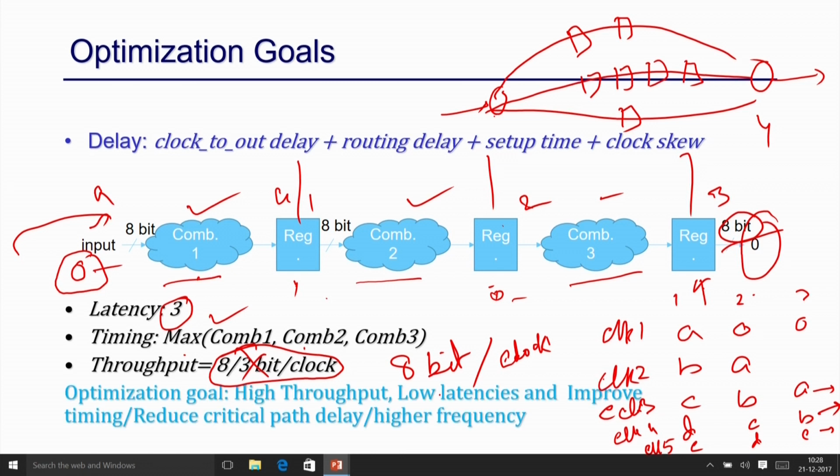Okay. So, now when you are talking about the speed of your design, you try to either improve your throughput, so it will be either high throughput or low latency, or you try to improve the timing, that means reduce the critical path delay, that means you improve the frequency, right. This is the objective. So, we are going to discuss how to improve your throughput, how to reduce your latency, and how to improve the timing of your design. All these 3 aspects we are going to discuss. Okay.